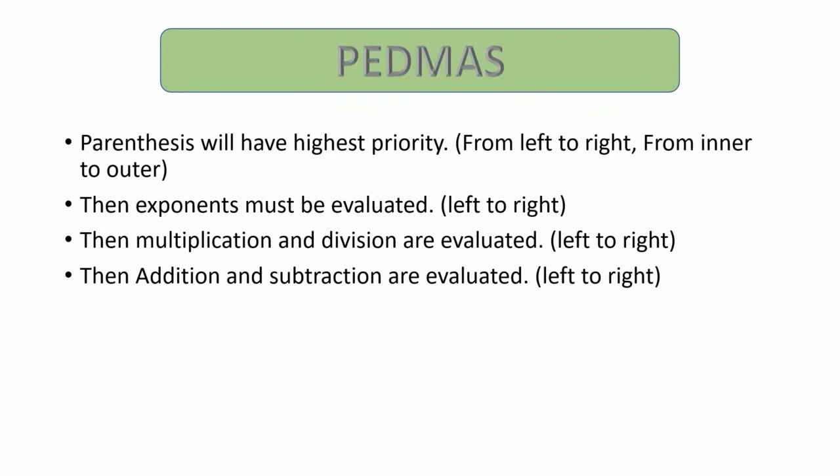Then exponents, they will enjoy the next priority, and that you have to evaluate from left to right. If an expression contains multiple exponents, then you have to evaluate from left to right. Then multiplication and division, they have equal priority. If you have multiple multiplication and division operators in an expression, you have to move from left to right. Then addition and subtraction, they have equal priority, and you have to go from left to right. Highest priority is for parentheses, then exponents, then multiplication and division, then addition and subtraction. So we will see one or two examples in this session.